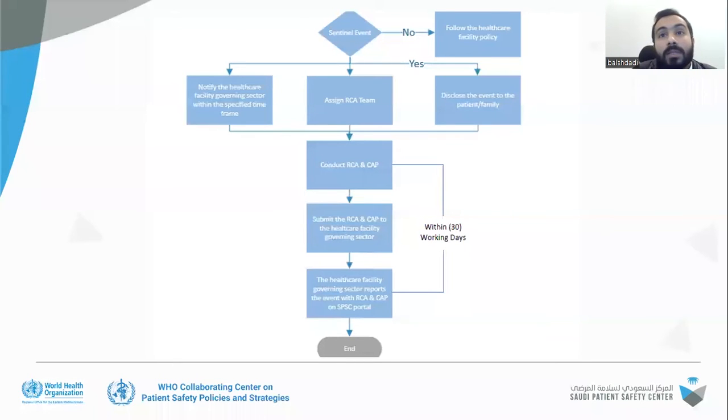Then we need to submit this RCA and corrective action plan to the healthcare facility governing sector. And after that, this should be submitted on the SPSC portal, and this should be within 30 working days. Next.